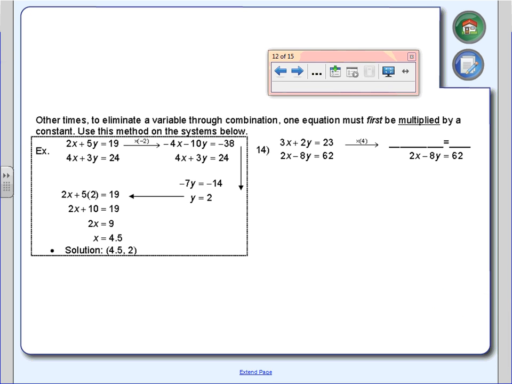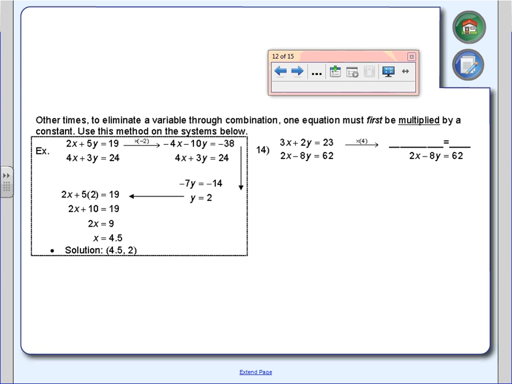Now, the elimination method that I showed you on Friday, basically all we did was take the two equations, add them together, and something eliminated. However, that doesn't always work out that nice and neat. Sometimes we may have to add an extra step before we can use that elimination, which is what we're going to run into today.